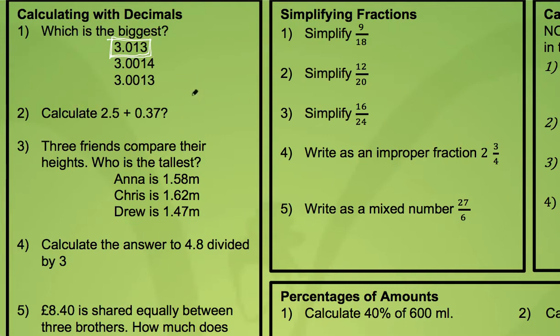2.5 plus 0.37, we just have to line up the decimal points. 2.5, 0.37 gives you 7, 3 plus 5 is 8, 2.87 is the answer.